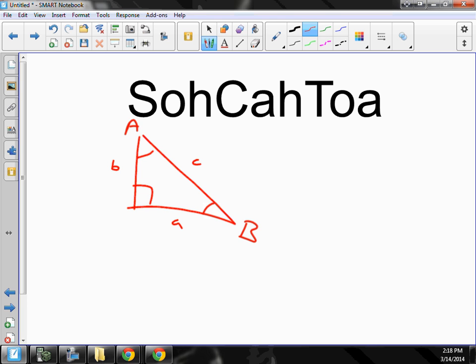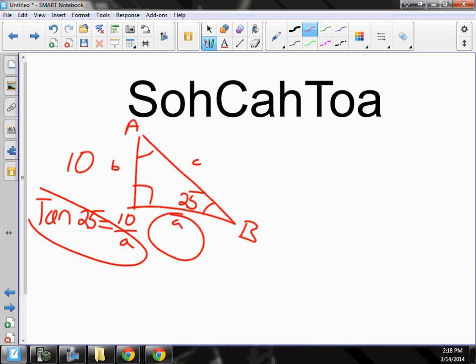Okay, so let's say that little b was 10 and the angle big B was 25. How would we find the side little a? So tangent of 25 equals 10 over little a. So now I can switch the tangent and the little a. So a equals 10 over the tangent of 25. Okay?